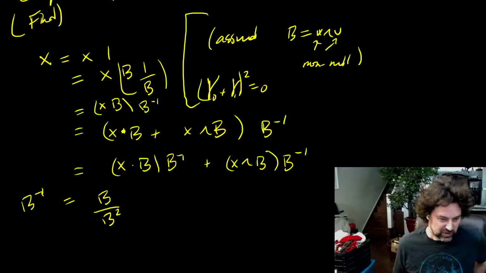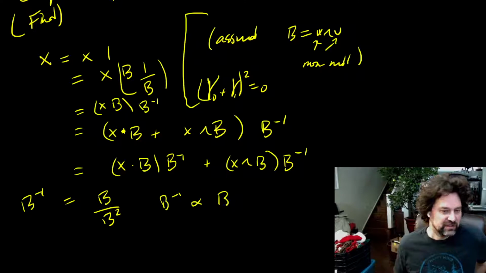Now, b inverse is just b over b squared. So b squared is a scalar, b is a bivector. So this is a bivector that's proportional to b. So b inverse is proportional to b. And that means that if we have x dot b, which lies in the plane of b, and we multiply it by b inverse, which is proportional to b, then it rotates x dot b.